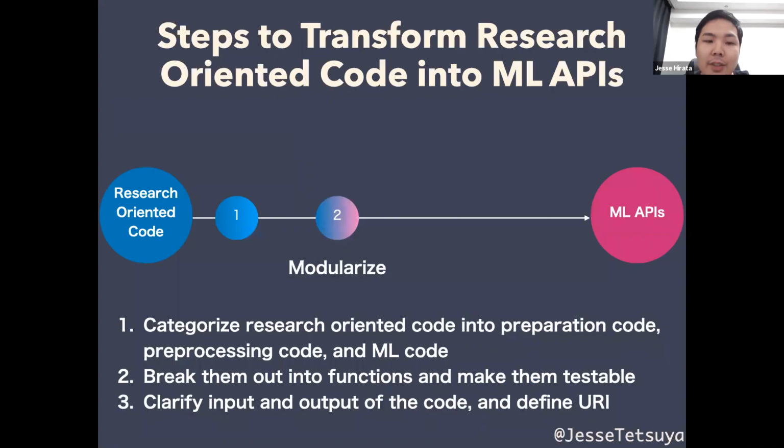Now the second step. The second step is to modularize the code. There are three small steps. First of all, categorize research-oriented code into preparation code, pre-processing code, and ML code. Secondly, break them out into functions and make them testable. And finally, clarify the input and output of the code and define the URI.